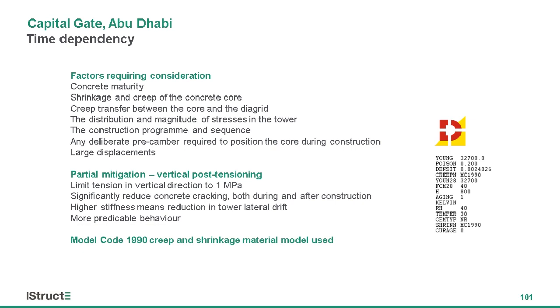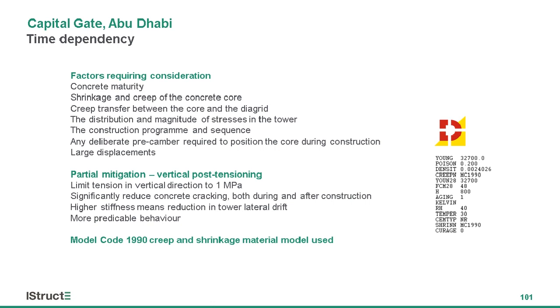The factors we had to consider which were time dependent included concrete maturity. As we all know, that changes with age. The contractors want to get on with it real quick, so it's often quite soft to start with, and so shrinkage and creep of that core is key. But it also gets more complicated. There's creep transfer between the core and the diagrid, and then there's the construction sequence itself. We wanted to review that and understand how it worked. Was there an optimum way of building it? Could we keep up with the latest ideas and so on?